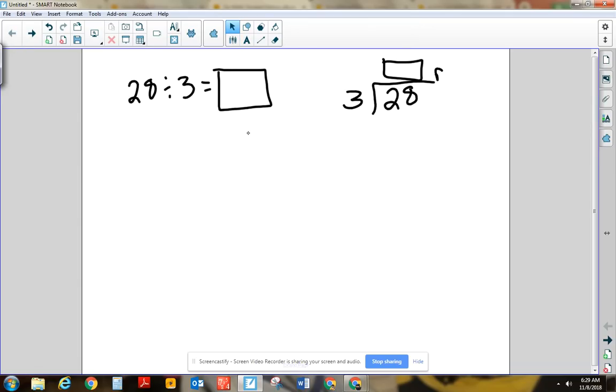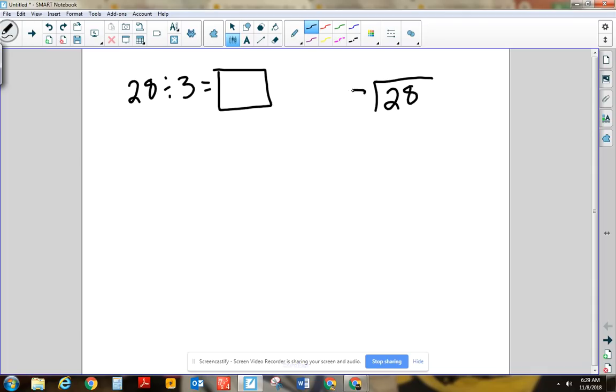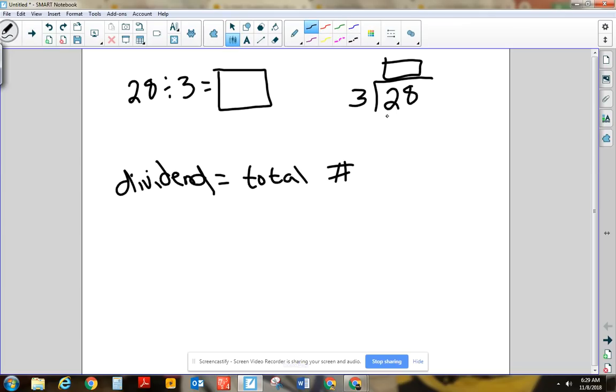But I want to really get into some vocabulary. So what do we call these numbers? The first vocabulary word is the dividend. The dividend is the total number. So 28 is the dividend. It's the total number of counters. It's the total number of apples. It's the total number in that story problem, whatever it is.